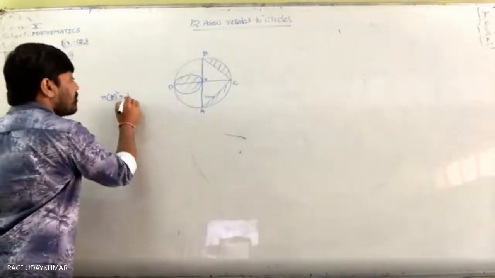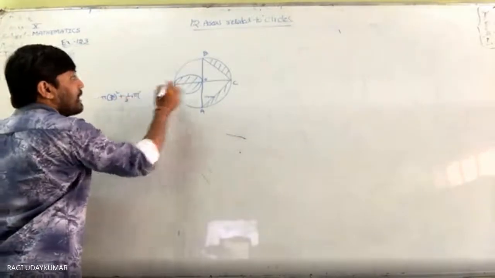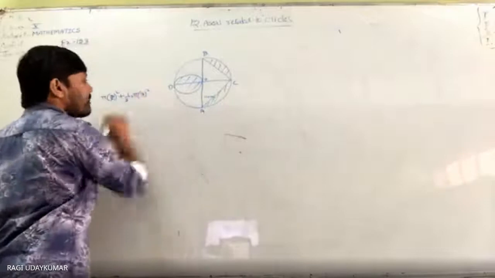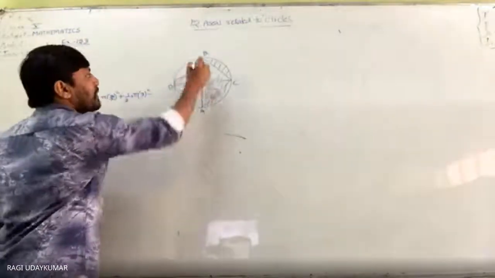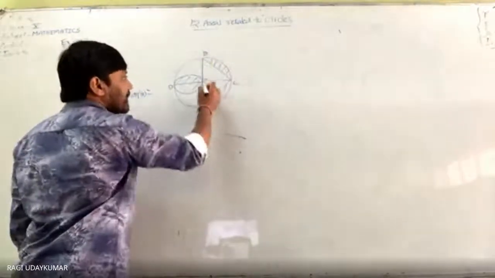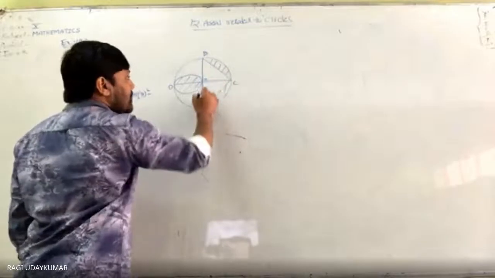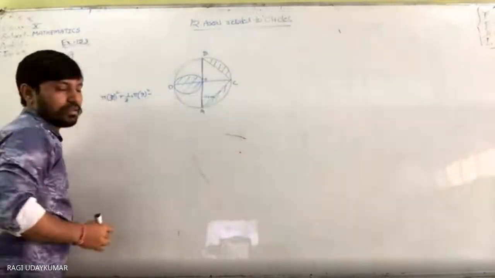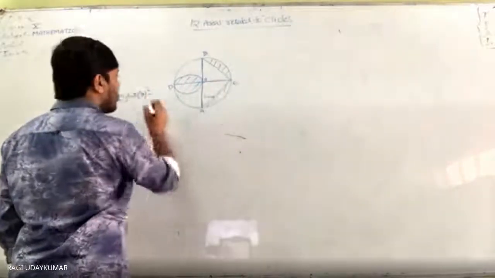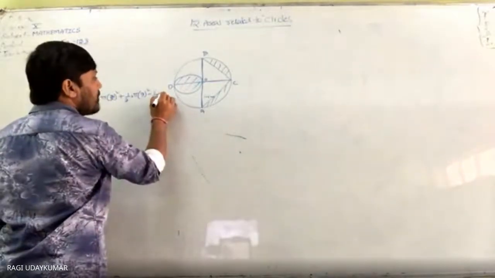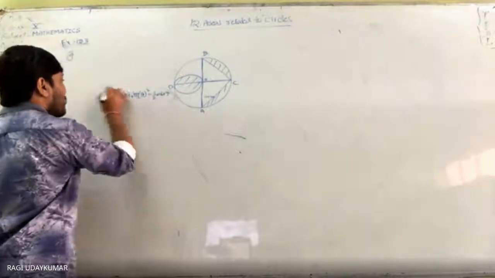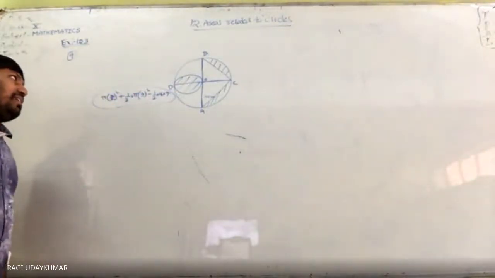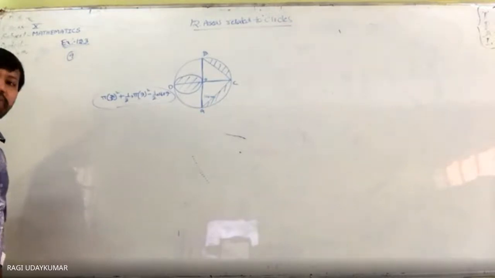So semicircle means half pi, what is the radius? The radius of this bigger semicircle is 7 square. From this you need to subtract the area of this triangle. This triangle, base is equal to how much? 14, and this is equal to 7. So half into 14 into 7. Simplify this, get the final answer. Did you understand? It is a simple question.